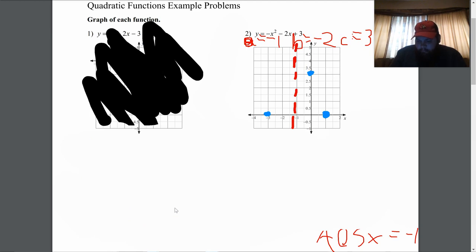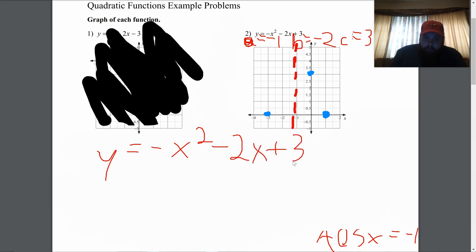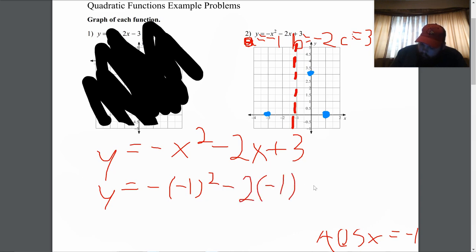All right. So for the vertex, we do it really similar to how we found our y-intercept. Again, remember how we put in zeros for x's when we wrote this down. Negative x squared minus 2x plus 3. We did put in zeros for those. Now we're just going to look at our axis of symmetry down here. And we're going to put that negative 1 in instead. So we got y equals negative 1 squared minus 2 negative 1 plus 3.